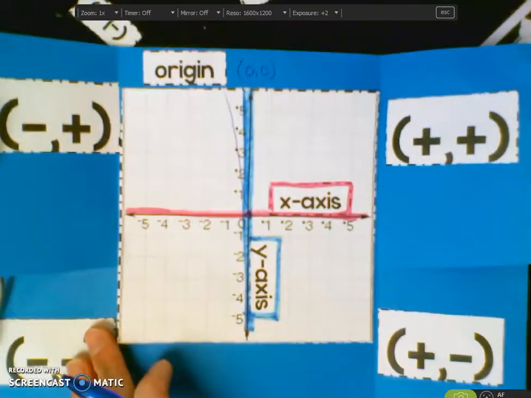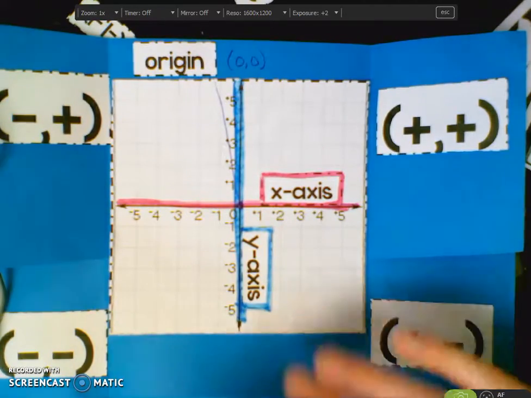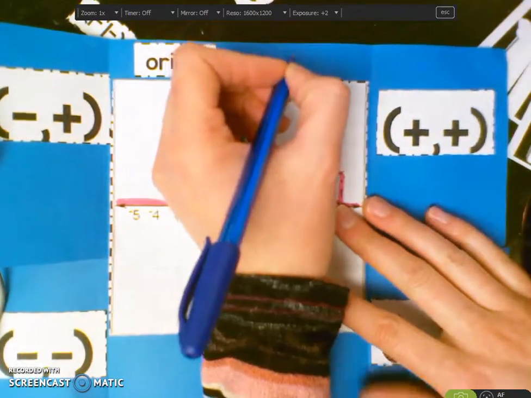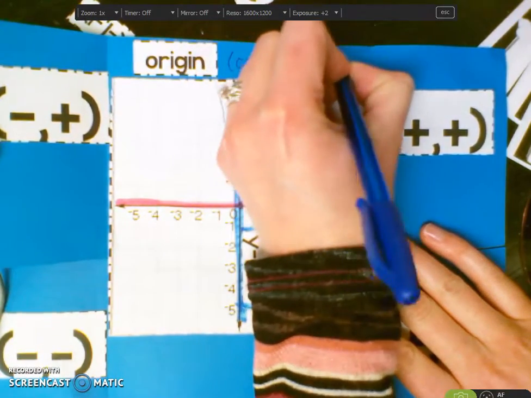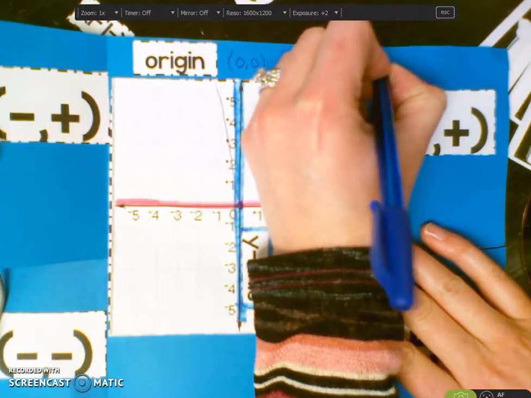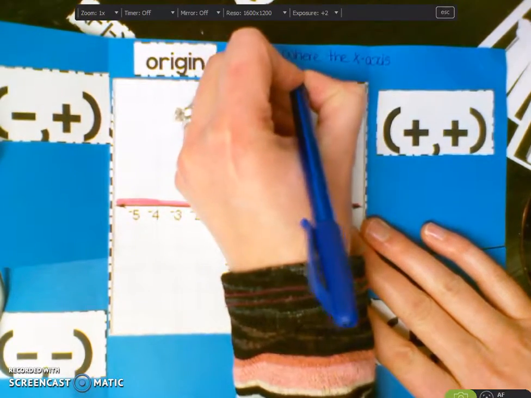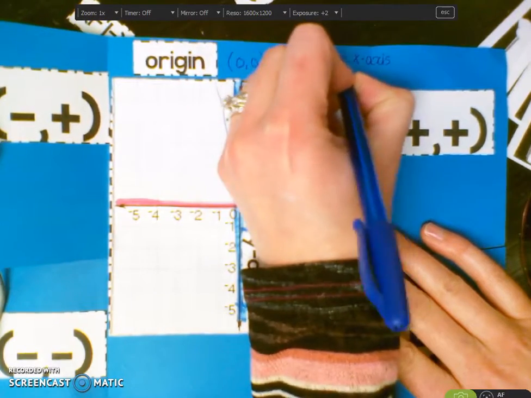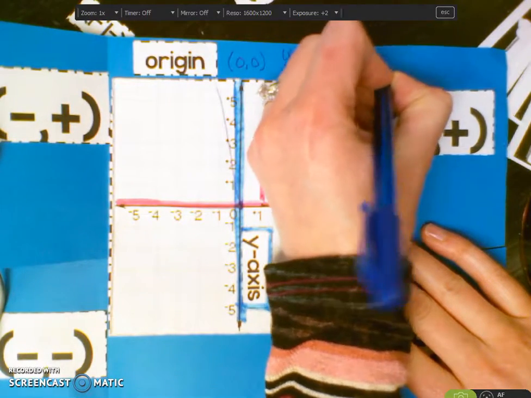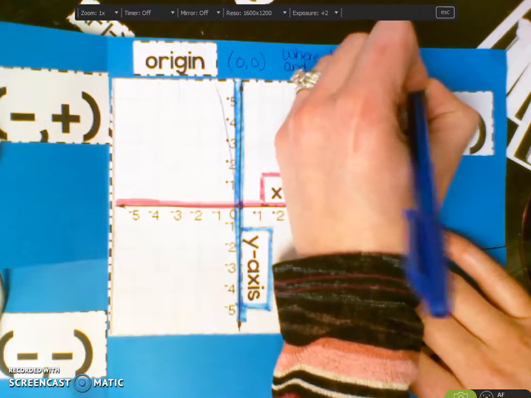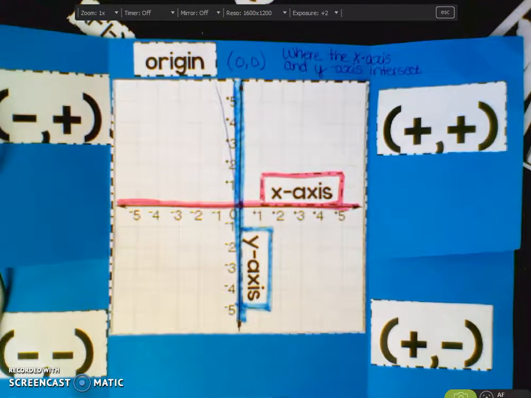You will often find, if given the definition of origin, that the origin is where the x-axis and y-axis intersect. Remember, if at any time this video is going too fast, you are welcome to stop and pause and go back.